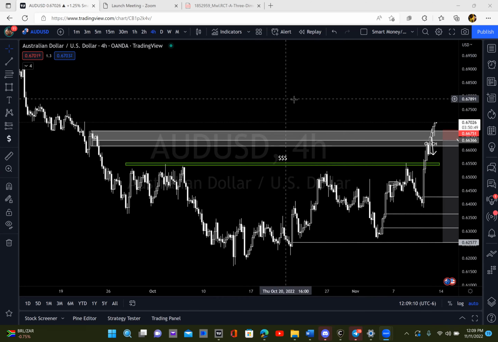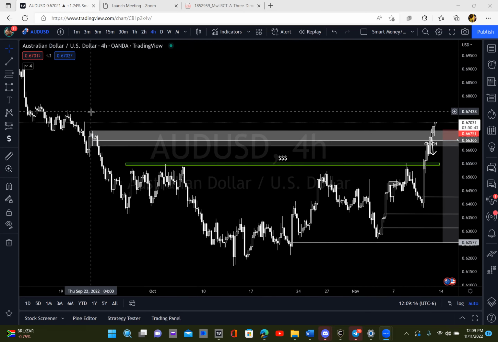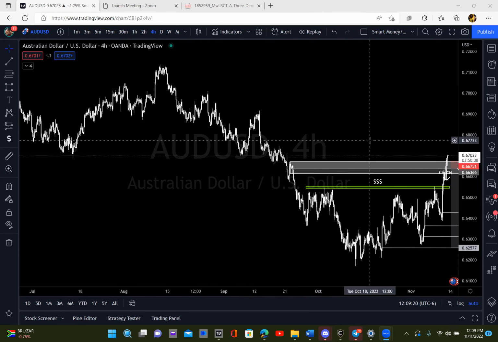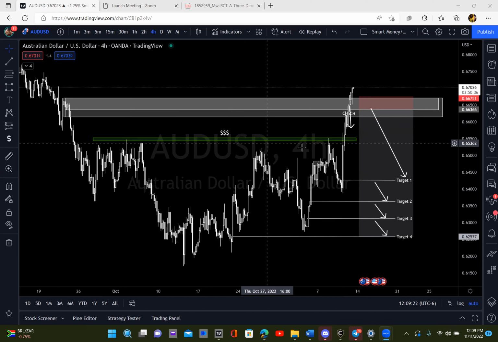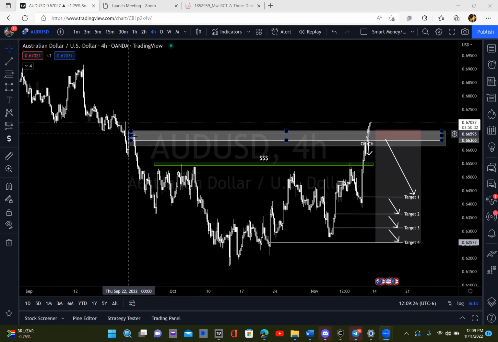So AUDUSD, normally 4 hour. That's where I look for my setups. And that's what I did. I found my liquidity. I look at my market structure. We're making lower lows and lower highs. Liquidity was created here. Okay. Good. I found my zone over here.